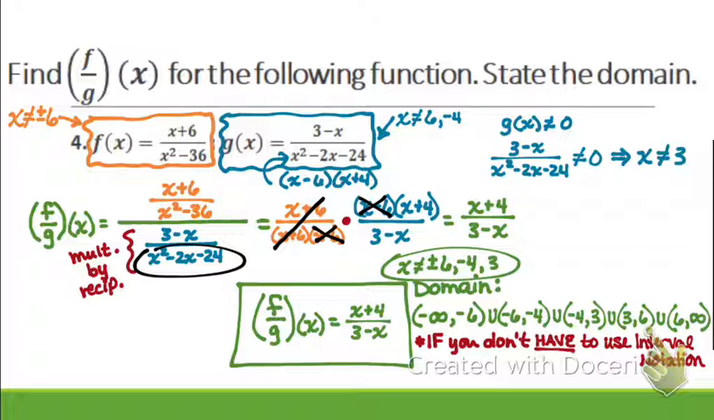You don't have to use interval notation. We could say our domain is all real numbers except these 4 values. So you could put all real numbers minus, that's not a dash, that's an actual minus, and then inside curly brackets, I would just list out the values that x cannot be. Negative 6, negative 4, 3, and 6. So that is another way to write that same idea.